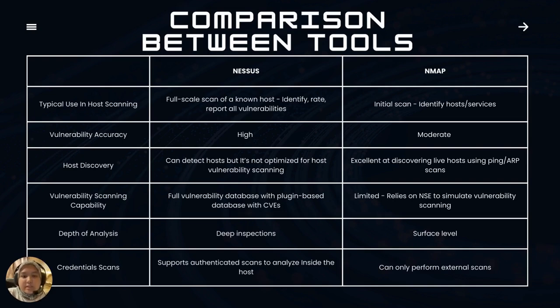And finally, credentialed scans. Nessus supports authenticated scans, allowing it to log into the system and perform an in-depth analysis from the inside. Meanwhile, Nmap can only perform external scans, which limits the details of vulnerability information it can collect. So, in summary, Nmap is excellent for initial recon and discovering hosts, but for serious host vulnerability assessments, Nessus provides far more depth, accuracy, and reporting. So that's it. Thank you.